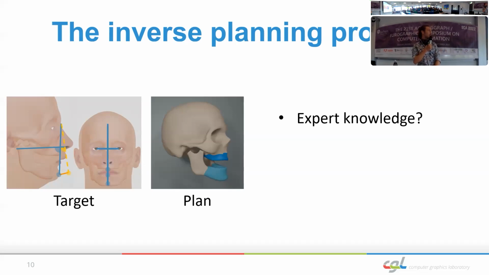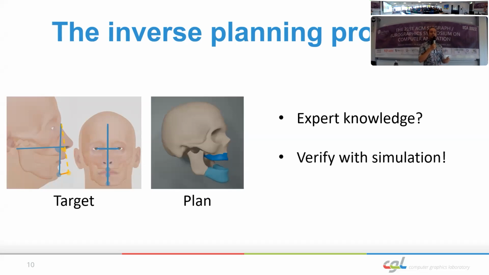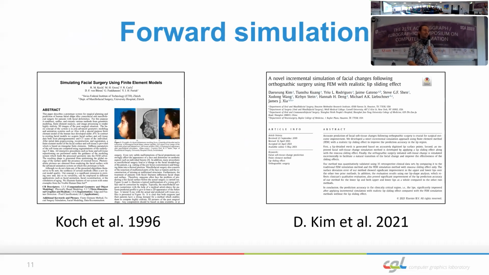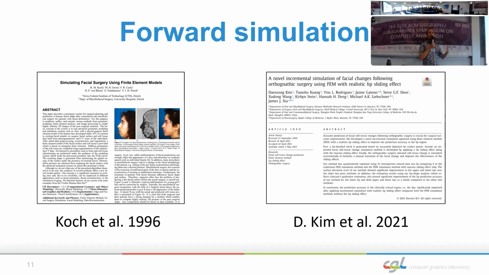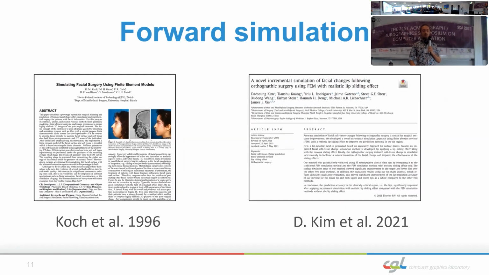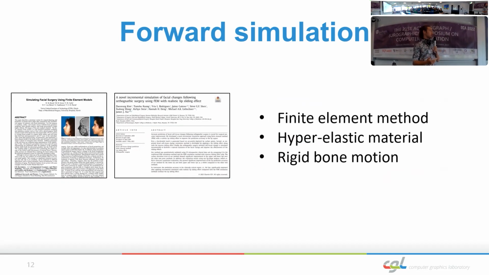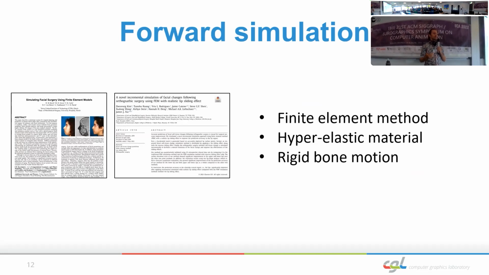So tools have been developed to verify these plans with simulation. And this is an area of research going back almost 2 decades. These models take a surgical plan and try to predict what the outcome will be. They share several similarities. So they mostly use the finite element method with simple hyperelastic material assumptions that turn out to be acceptably accurate. And they model the motion of the bones as a rigid transformation.